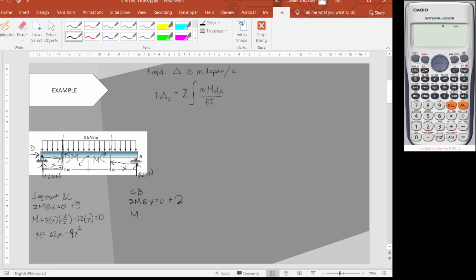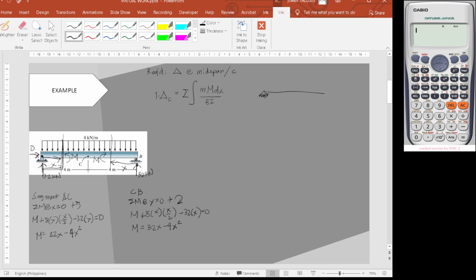Summation of moment at x is equal to 0, plus 8 times x times x over 2, minus 32 times x is equal to 0. So M here will be the same as before: 32x minus 4x squared. Next thing to do is draw another similar beam.